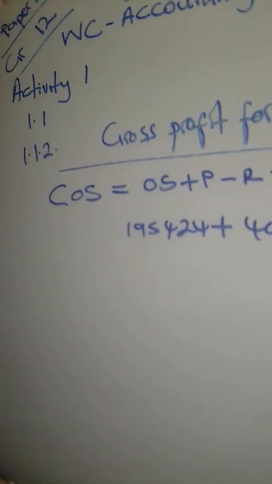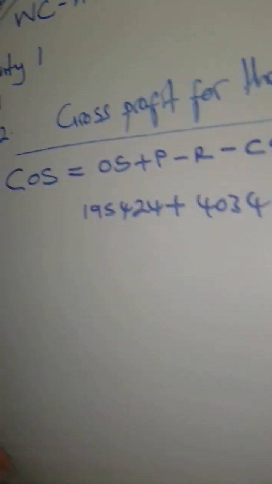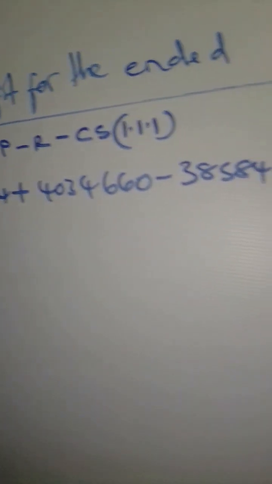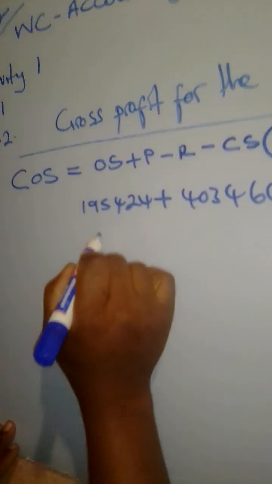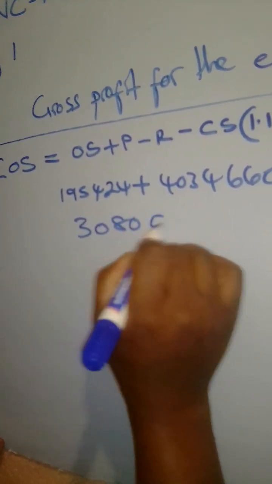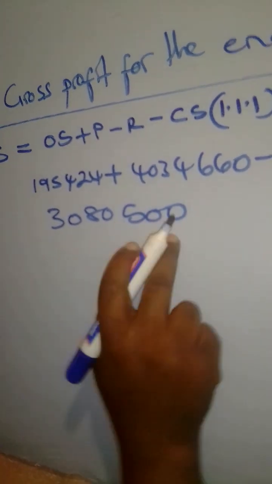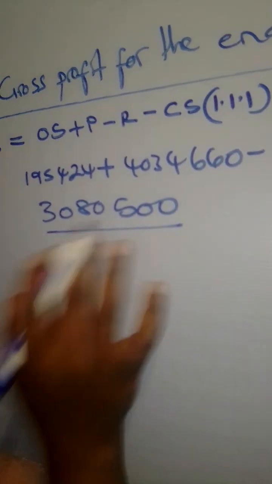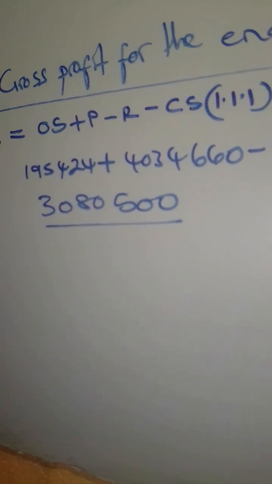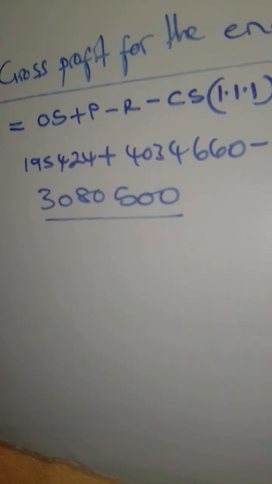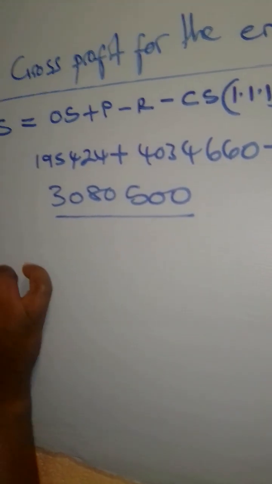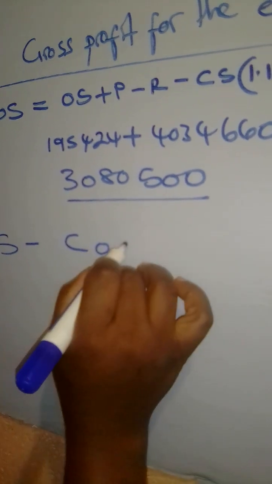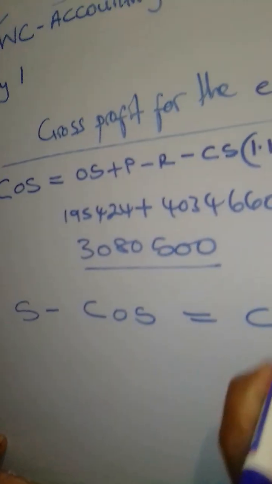So when you say 195,424 plus 4,034,660 minus 38,584 minus 1,111,000, we are going to remain with the cost of sales of 3,080,500. This is our cost of sales. Now that we have got our cost of sales, we can now safely calculate our gross profit. We have got a formula that we use for calculating gross profit. It is sales minus cost of sales is equal to gross profit.